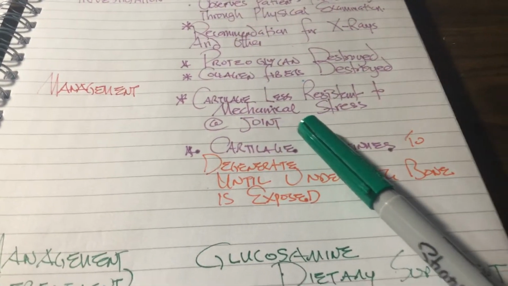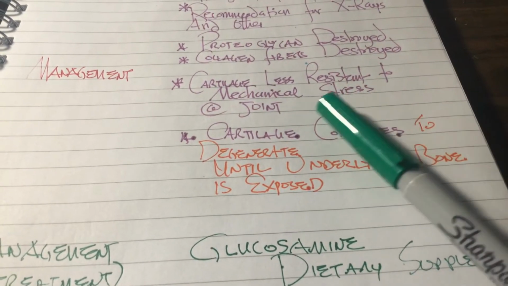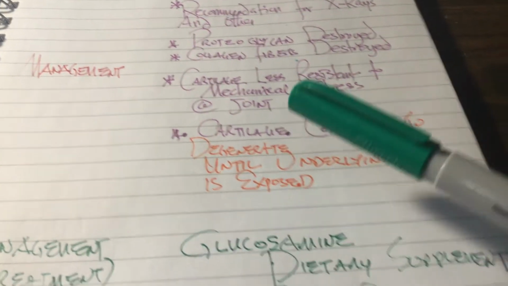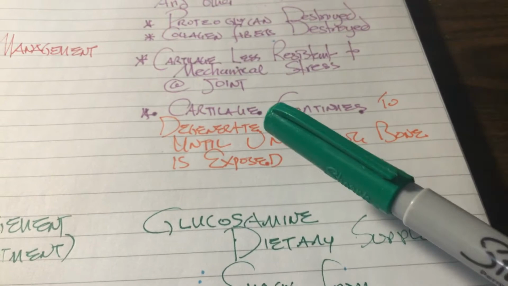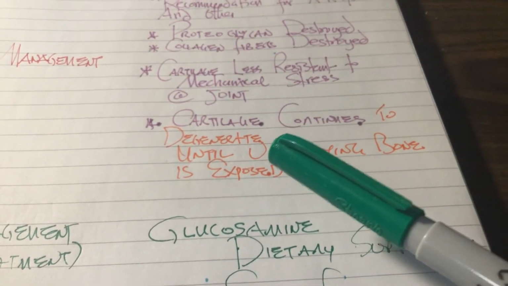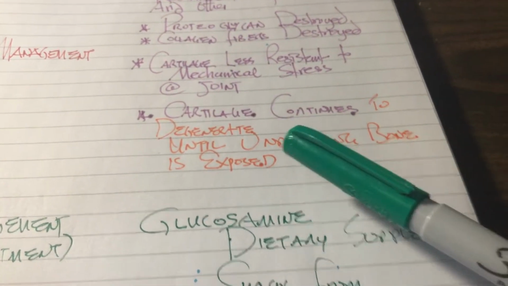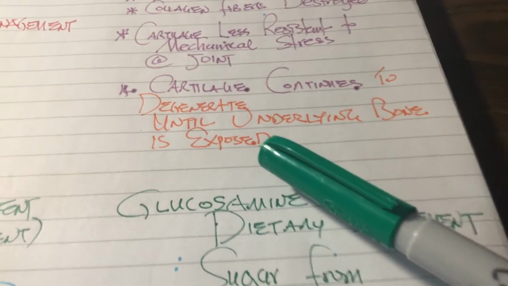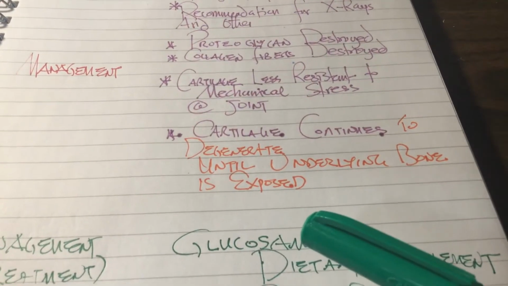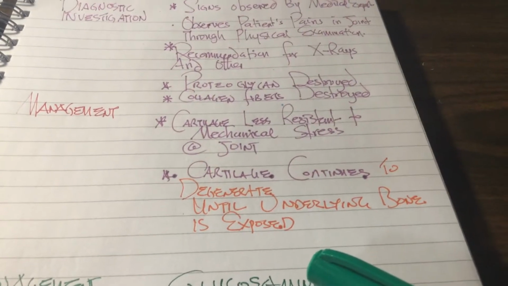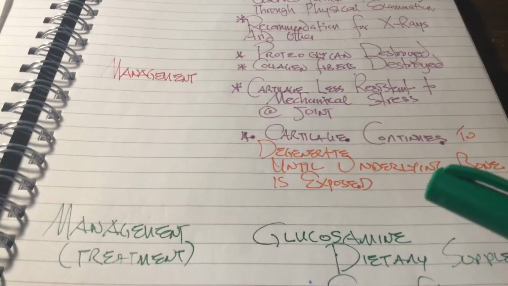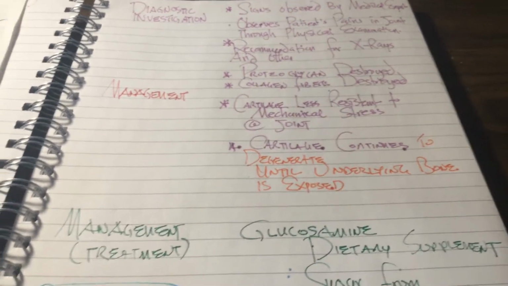And now what happens is that the cartilage becomes less resistant to mechanical stress at the joint. And then the cartilage continues to degenerate until the underlying bone is exposed. Then we can say that osteoarthritis is actually apparent.